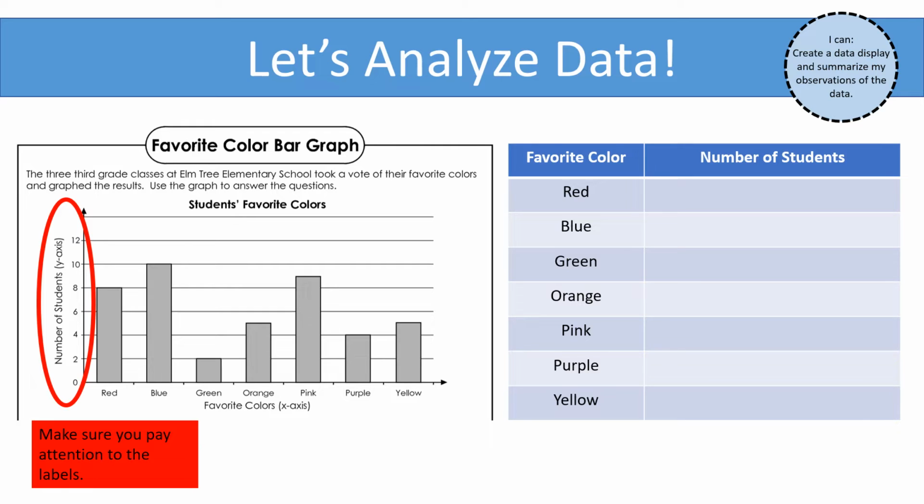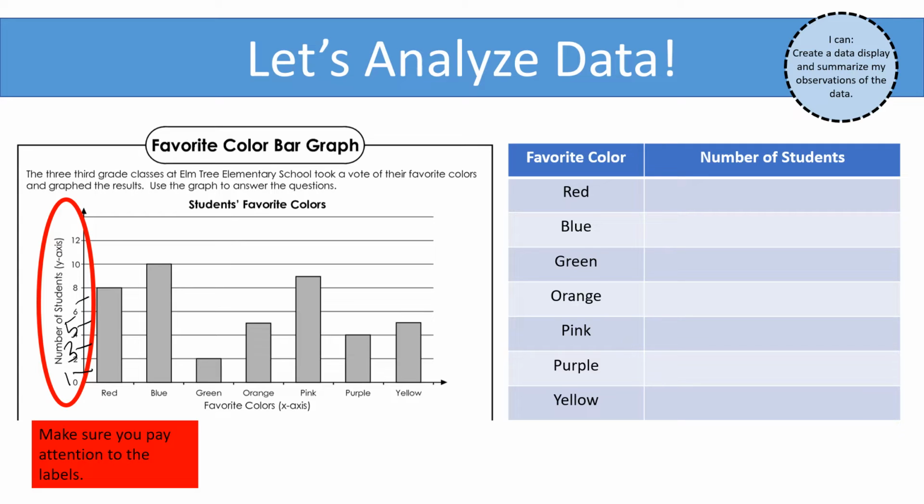Let's look at this. We have our students' favorite colors. At the bottom, you have your favorite colors, which are red, blue, green, orange, pink, purple, and yellow. On the side, we have the number of students, and we have 2, 4, 6, 8, 10, 12. So halfway between 0 and 2 is 1. Halfway between 2 and 4 is 3. Halfway between 4 and 6 is 5.